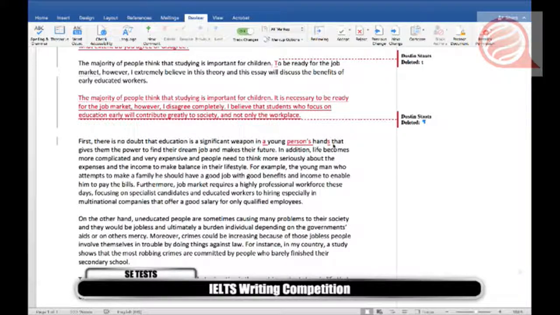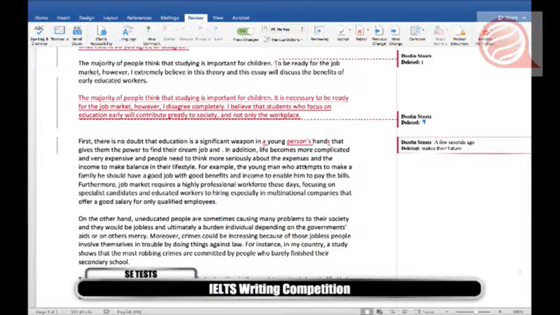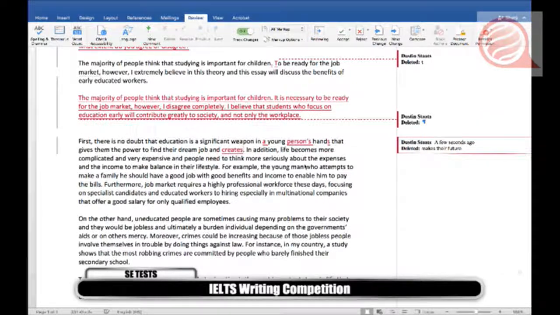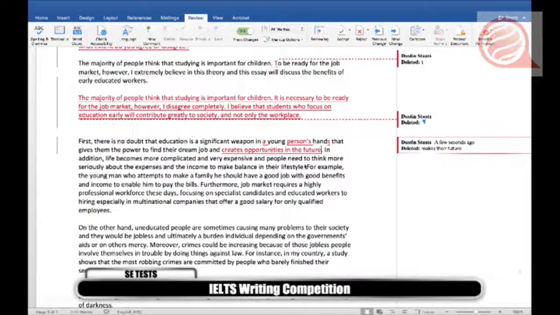That gives them power to find their dream job and makes their future. Okay, so here, makes their future. I think we all have a future, right? Hopefully, obviously. I hope that we have a future no matter what. But what I think she means is find their dream job and creates opportunities in the future. Okay, so what kind of future do we want? We want a future with more opportunities.